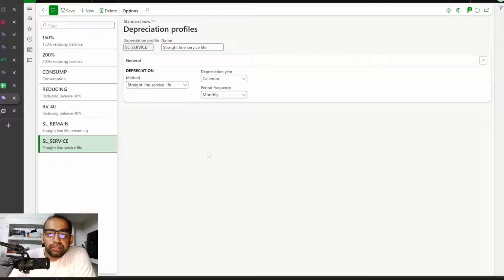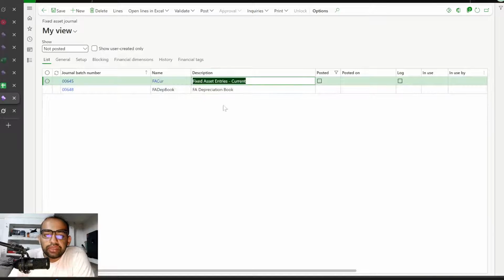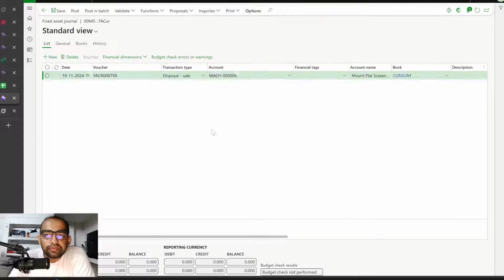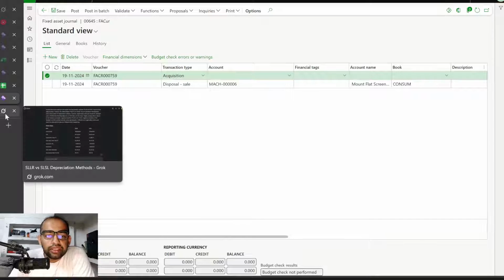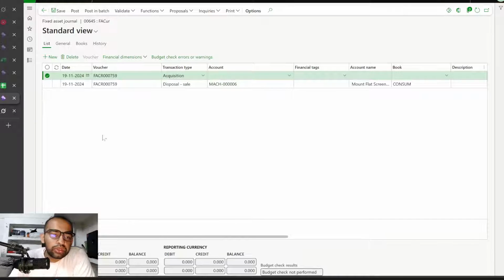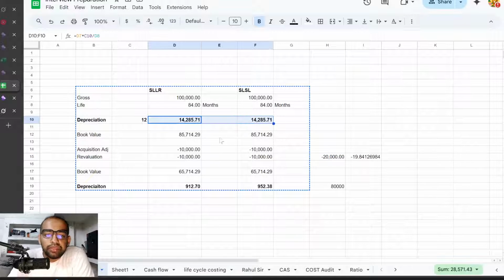So basically it's a simple thing. We go to the fixed asset journal and we create a new fixed asset journal, and in the transaction type we choose acquisition adjustment. It's very simple. If we go to lines, there you have to choose acquisition, or you can use acquisition adjustment, or you can use revaluation, anything you can use, and both will have the same impact, as I have checked in the system.